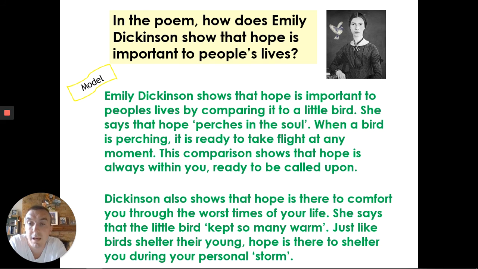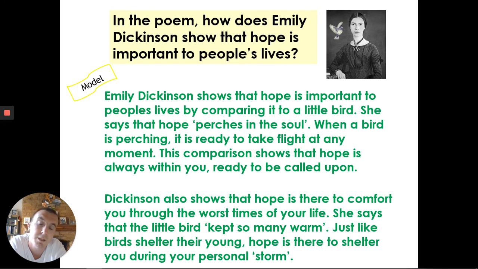So here's the model. Emily Dickinson shows that hope is important to people's lives. There should be an apostrophe there, by comparing it to a little bird. Well done if you can spot where the apostrophe should go. People's lives. She says that hope perches in the soul. When a bird is perching, it is ready to take flight at any moment. This comparison shows that hope is always within you, ready to be called upon. So we're taking ideas from the ground there.